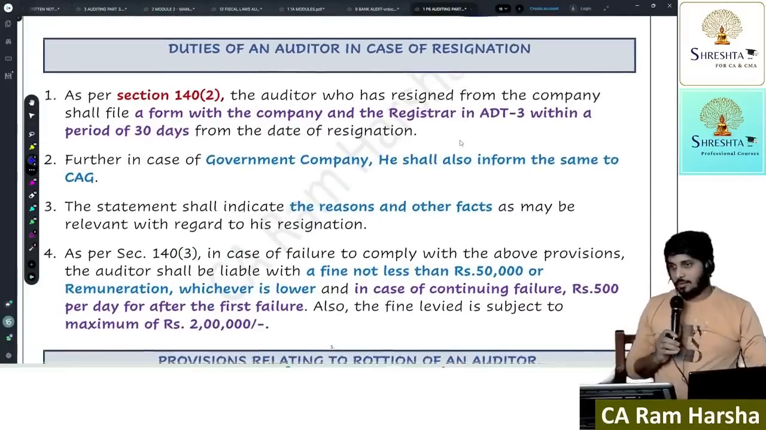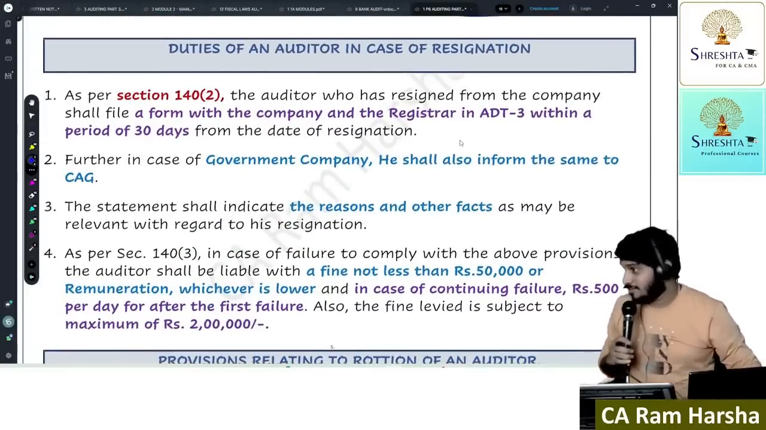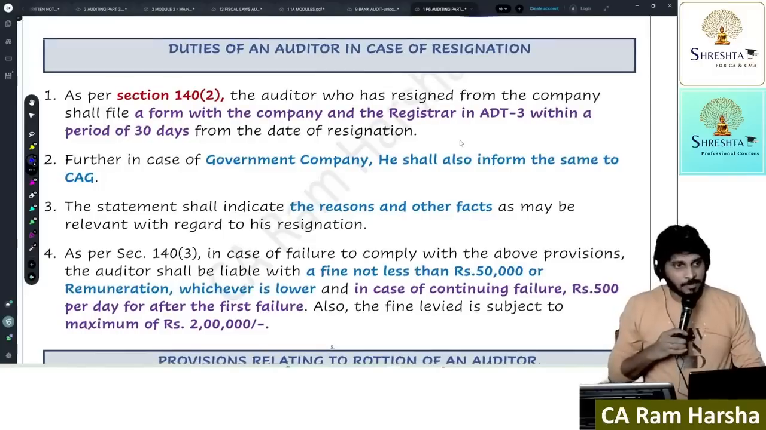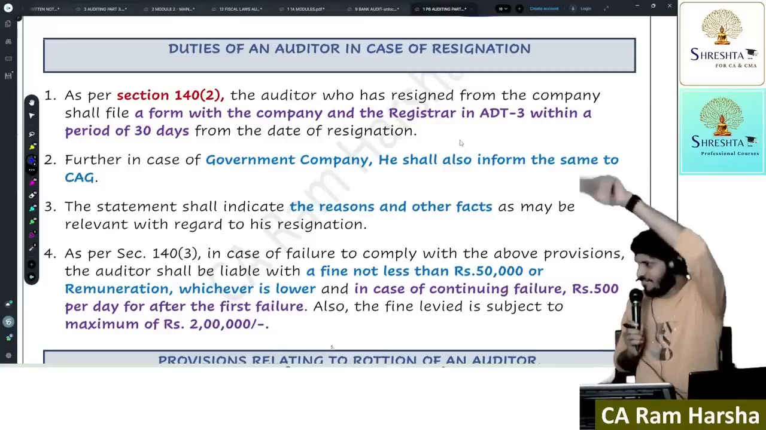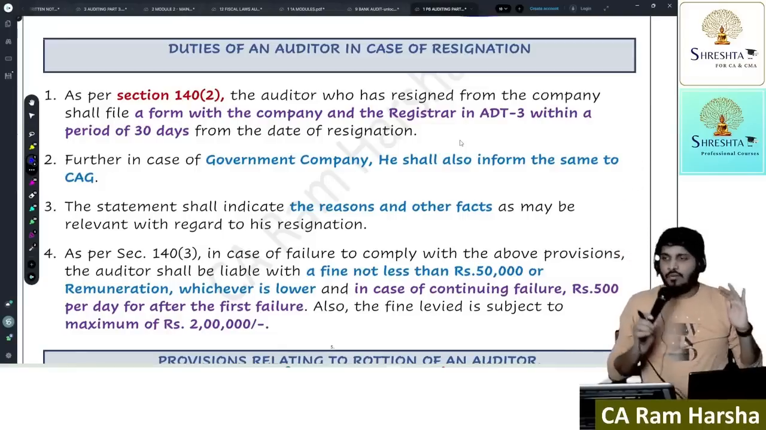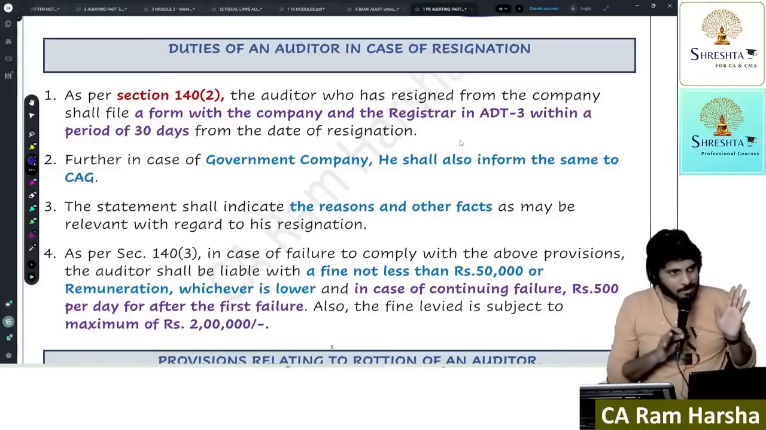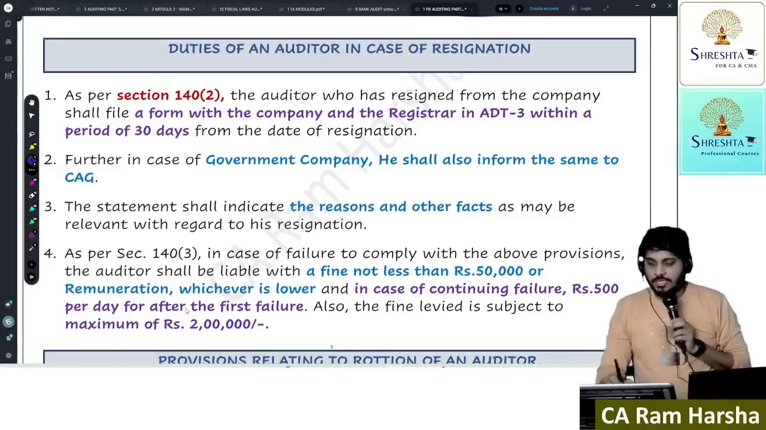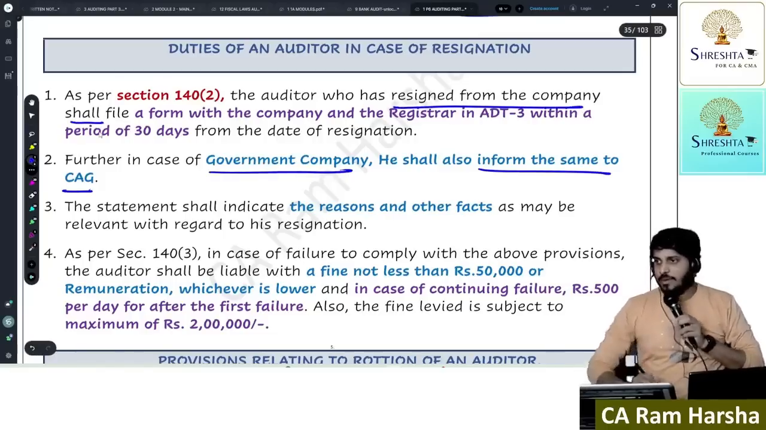Next. Now, an auditor can resign, no? How he should resign, that is a question. Whether he can resign or not is a debatable question, that you will understand in the end. How to resign, all that. If at all you want to resign, what procedure should you follow? That is given under the Companies Act. First, if you want to resign, inform the same to the C&AG in case of a government company. More importantly, first inform the company.